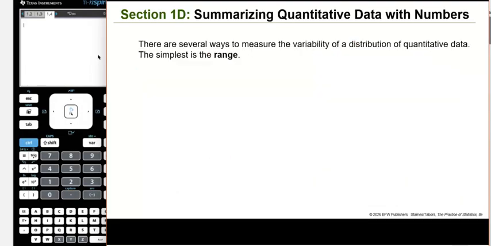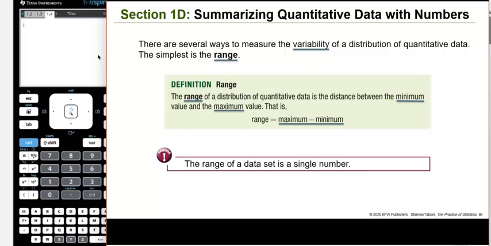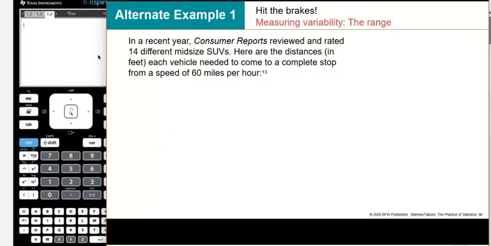There are several ways to measure variability. The simplest is definitely the range, so I would agree with that. The range is the biggest minus the smallest. It's probably something you knew, honestly. It's a single number. Sometimes students will put both numbers and not actually subtract them, and that's not a thing. That's like saying the variability is between this and this, but range is one number. It's the maximum minus the minimum.